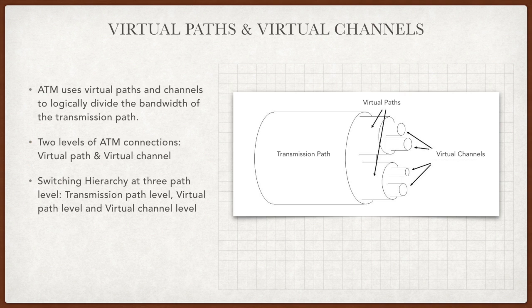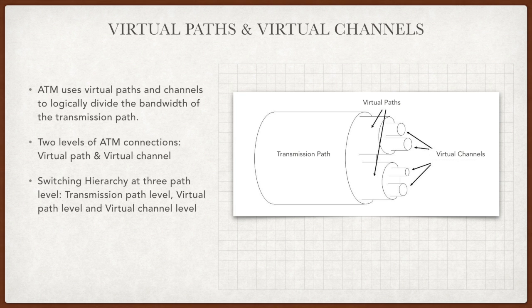ATM uses virtual paths and channels to logically divide the bandwidth of transmission paths. For virtual paths, the bandwidth of transmission paths is logically divided into separate virtual paths and identified using the VPI in the ATM header. Each virtual path is allocated a fixed amount of bandwidth. Virtual paths do not dynamically vary their bandwidth beyond what has been allocated.